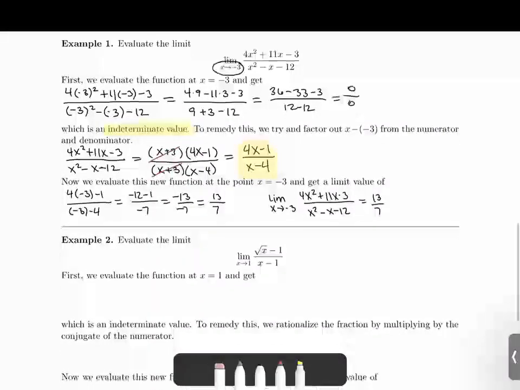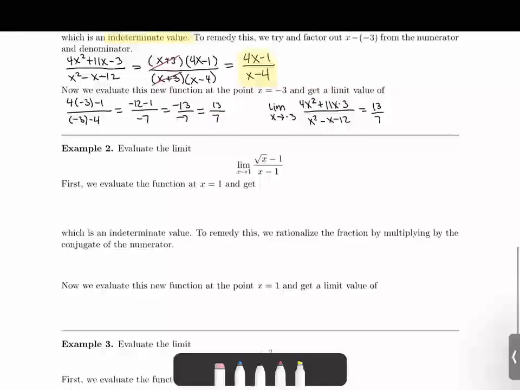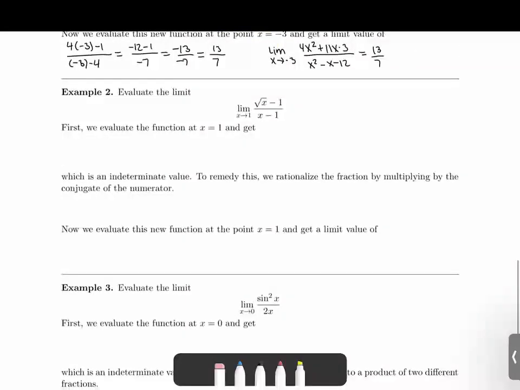Next, we are going to go to our second example where, again, our first step is going to be to evaluate the function at that limit point. So remember, I'm talking about the limit point as what x is going to in that arrow. So first, we're going to do the square root of 1 minus 1 over 1 minus 1, which is going to be 1 minus 1 over 0, which is again going to be 0 over 0.